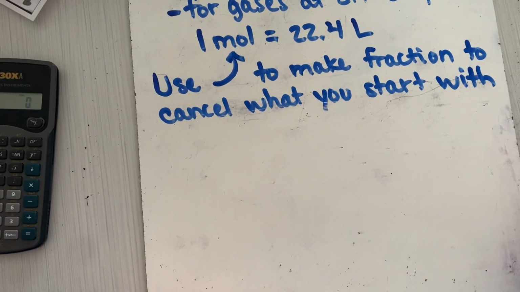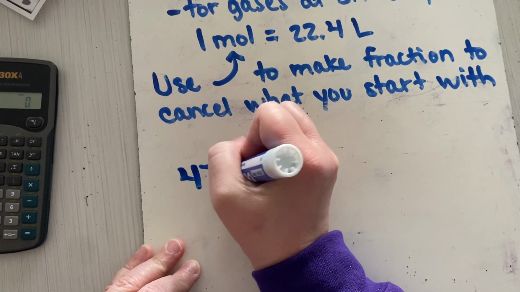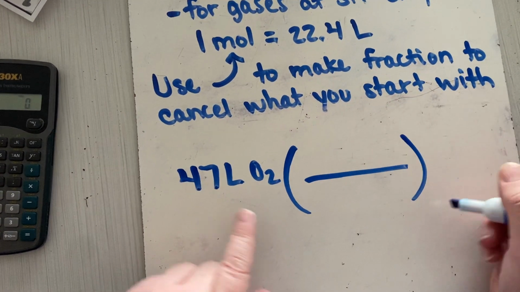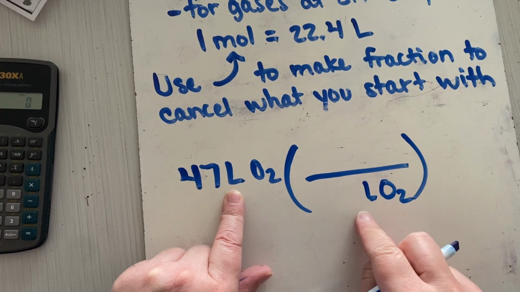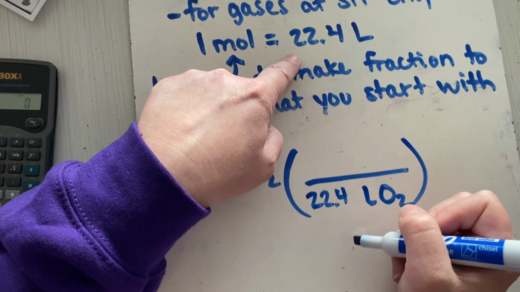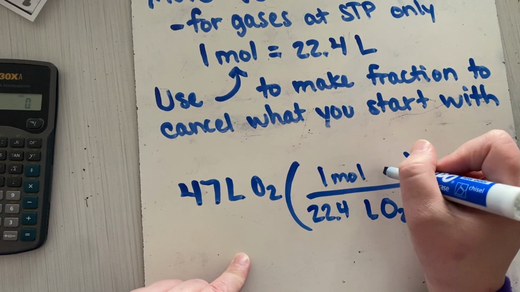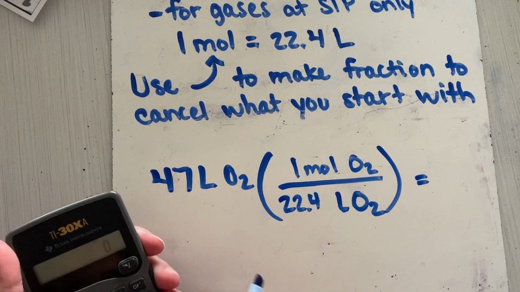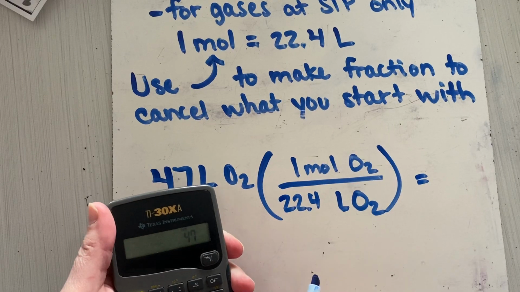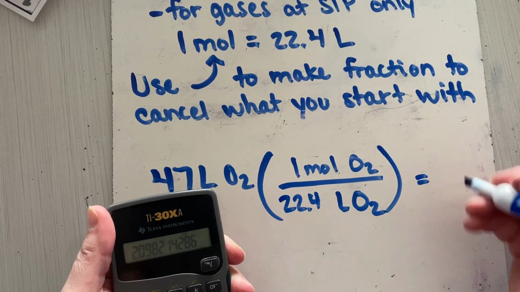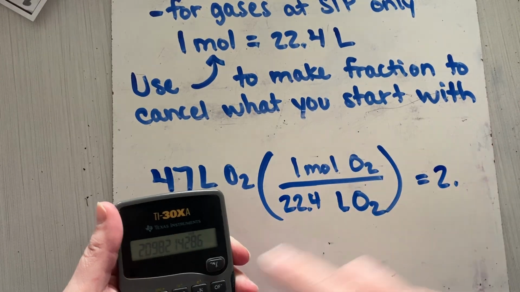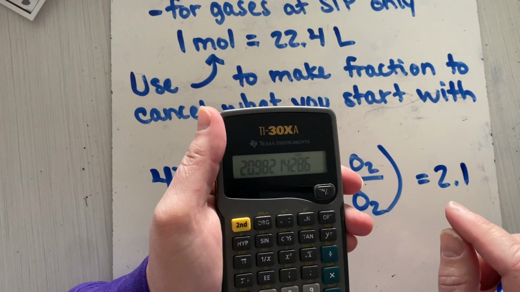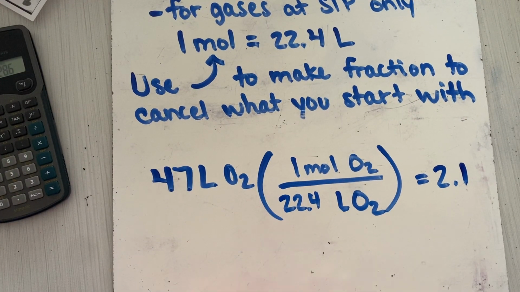Okay, so if I start with 47 liters of O2 and I want to know how many moles that is, I want my liters of O2 on the bottom, so I'm going to put the 22.4 on the bottom, and then I'm going to have 1 mole on top. And remember, multiplying by the top, dividing by the bottom. So 47, I don't need to multiply by 1, I do need to divide by 22.4, and I end up with 2.09. I'm just going to round that to 2.1 because the 9 would round up if I went 2 decimal points. Ideally, if you can do 2 decimal points, that'd be great.